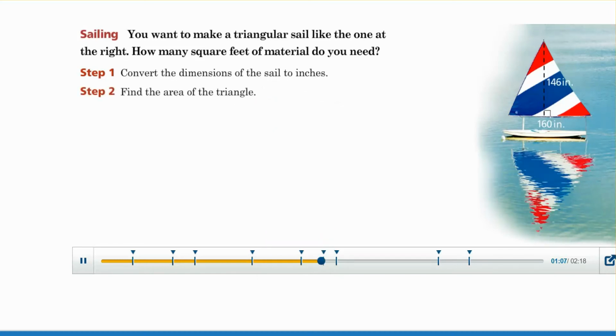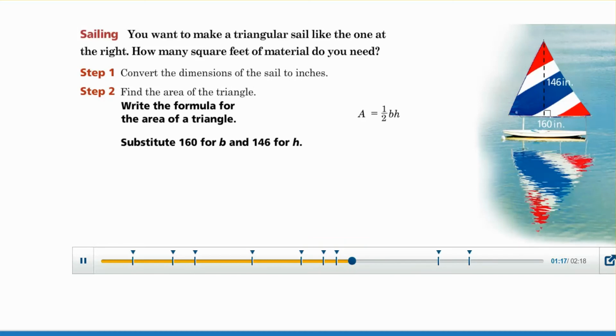Step 2. Find the area of the triangle. Write the formula for the area of a triangle. Substitute 160 for B and 146 for H. Now simplify. So the area of the triangle is 11,680 square inches.